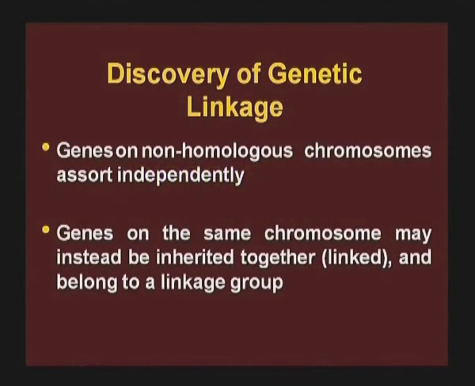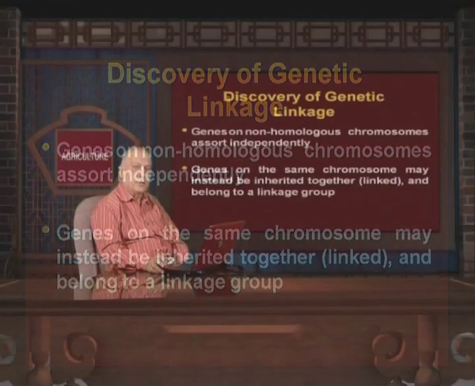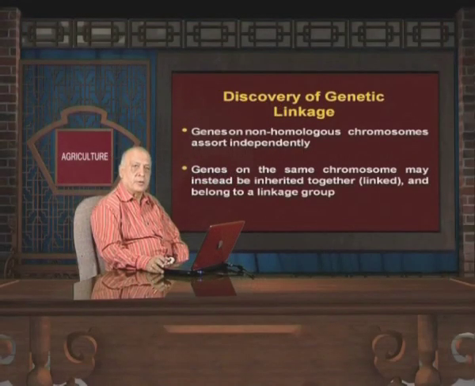The discovery of genetic linkage is basically this: genes on non-homologous chromosomes assort independently, and the genes on the same chromosomes may instead be inherited together and belong to a linkage group. A very important point emerges here: Mendel could establish the laws of dominance, independent assortment and segregation because the traits he used were either single or, whether in pairs, located on different chromosomes. But what happens when the traits are located on the same chromosome?